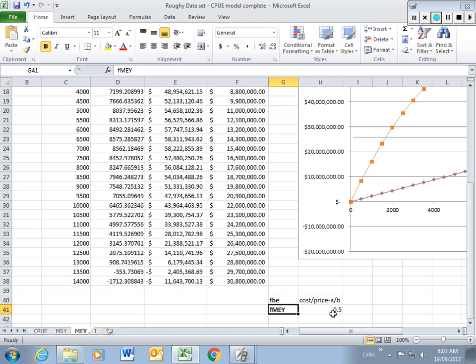Sorry, made a boo-boo again, need to put a space in there so it doesn't think it's a formula. 0.5 times by cost divided by price minus A divided by B. Now we're going to have to put some formula brackets around this eventually, so I may as well do them now.